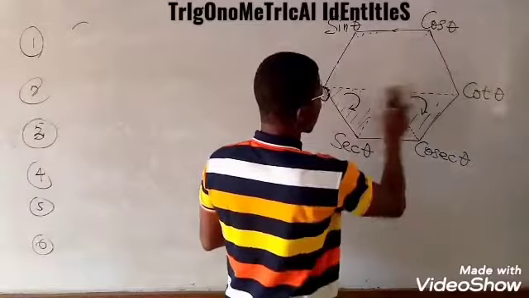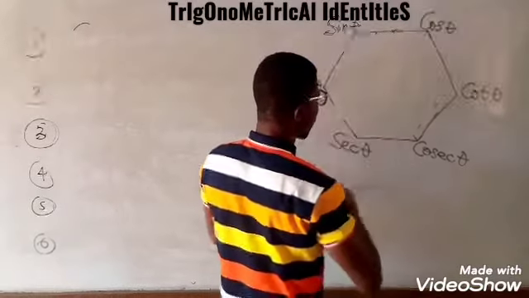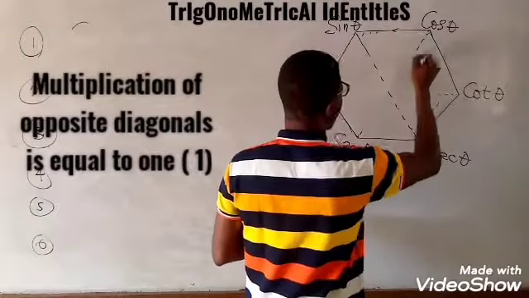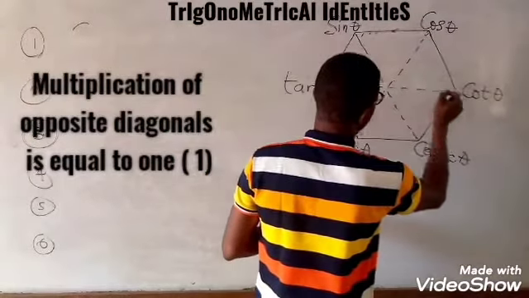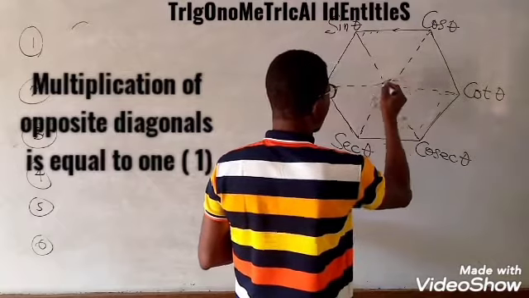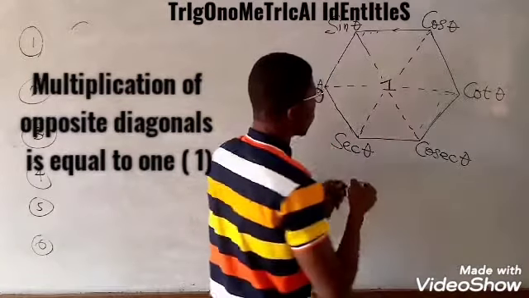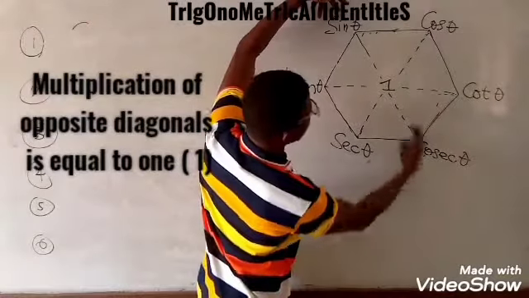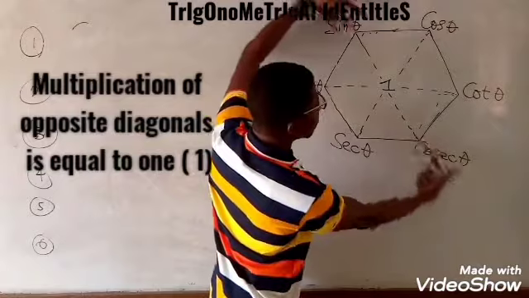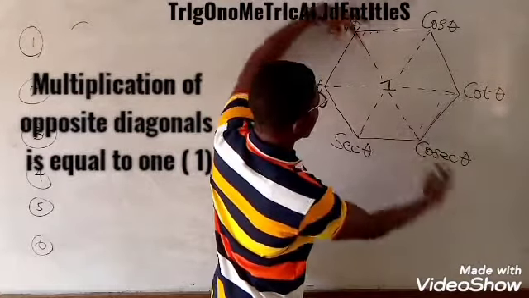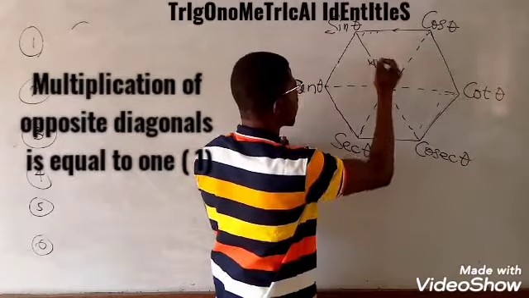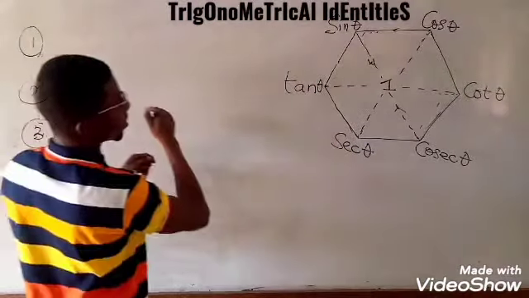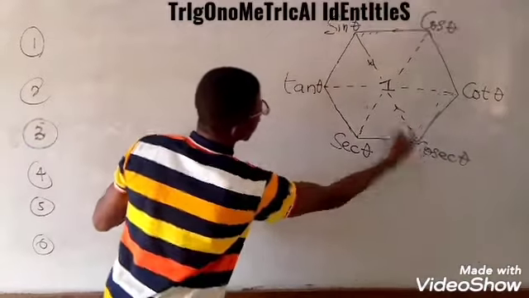Let's look at other identities that could be derived from the hexagon. Diagonals are being multiplied. When the opposite diagonals are multiplied, the result gives 1. So when this multiplies this, the result is 1. It means that sine theta times cosec theta is equal to 1.